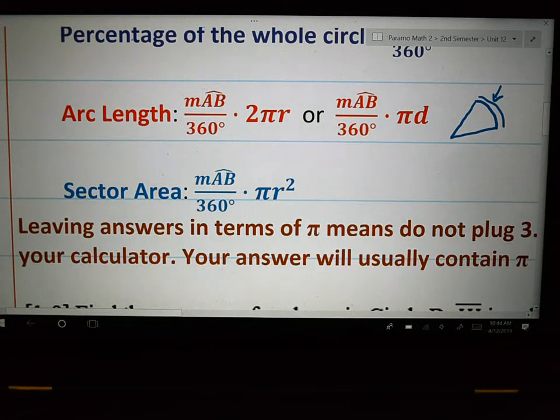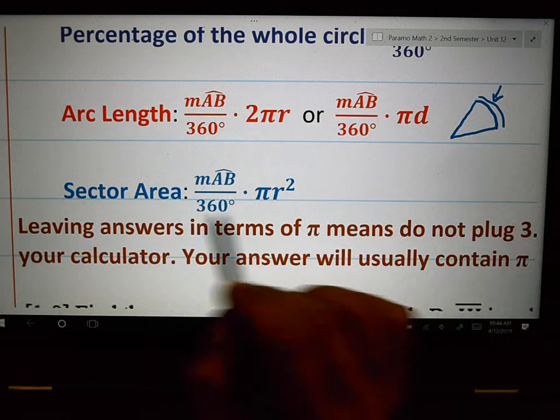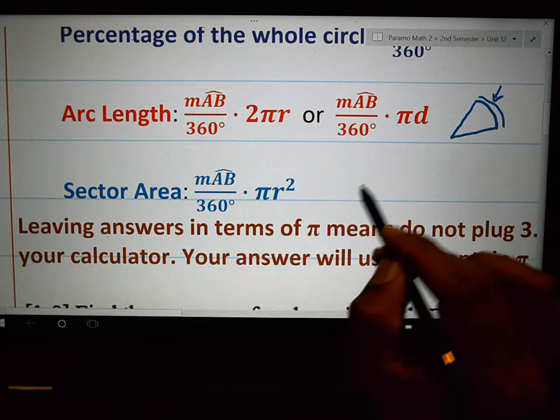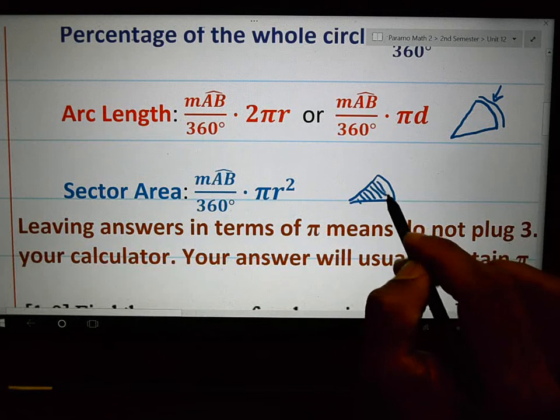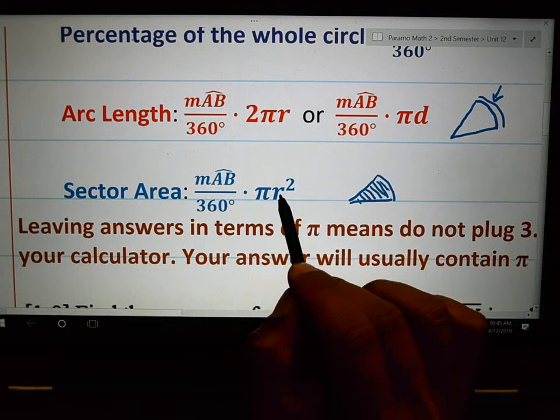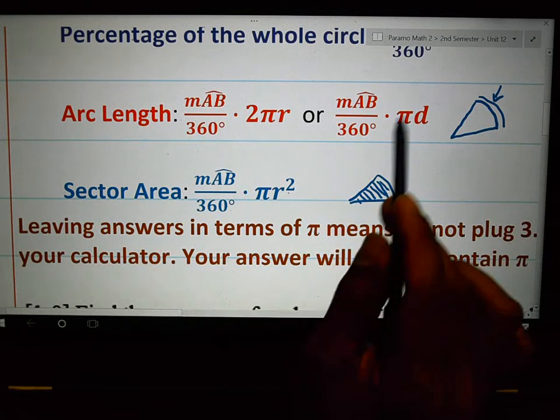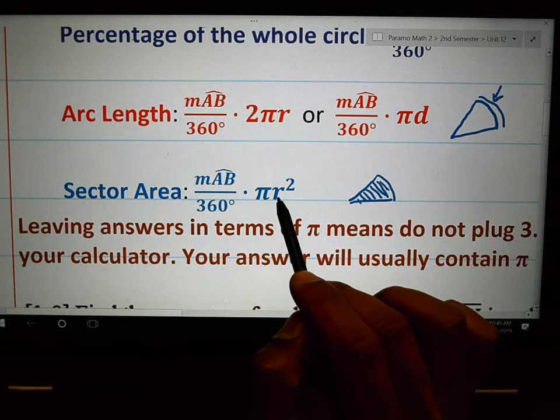That's why I call it the crust, because it looks like a piece of pizza when you're looking for that distance. How much crust is there? That's what this is. Whereas sector area is how much pizza toppings and how much cheese is there. We're finding, when it's shaded, we're finding this time. Notice that they only give you an r squared, not a d, because you have to use the radius for the sector area.